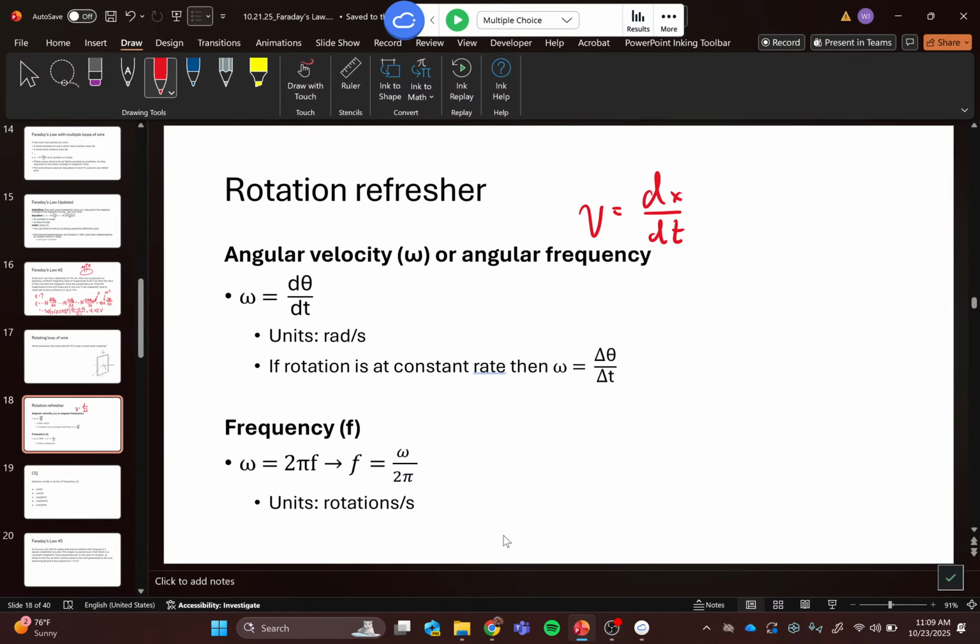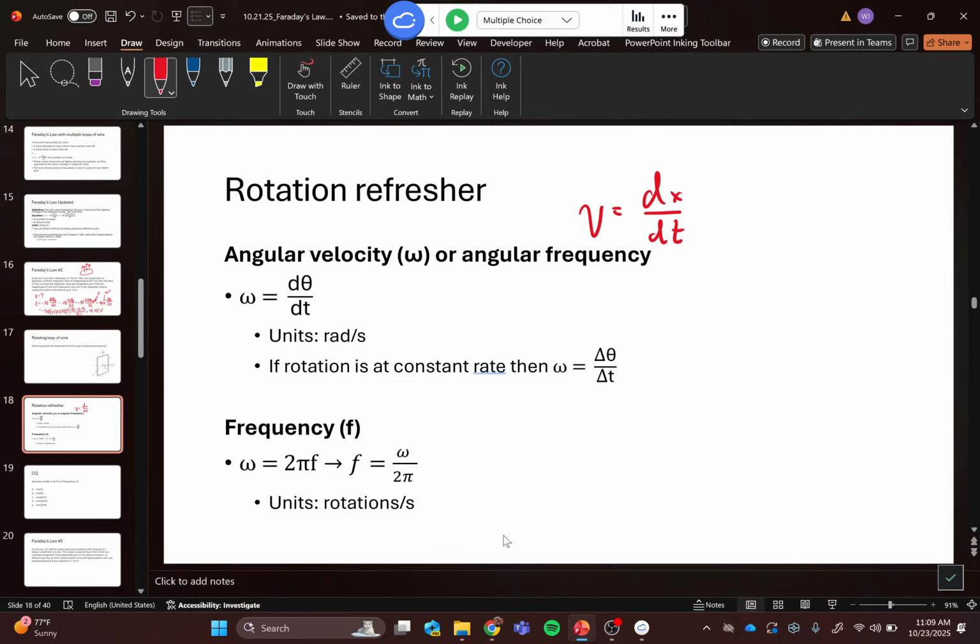And if you rearrange this, you can hopefully see that was a typo there. Why is omega 2 pi f? If I want to go from radians to rotations, I need to get rid of the radians. How many radians are in one revolution? 2 pi. So if I take the radians per second and I divide out the radians, I'm left with revolutions per second. That's where that comes from.